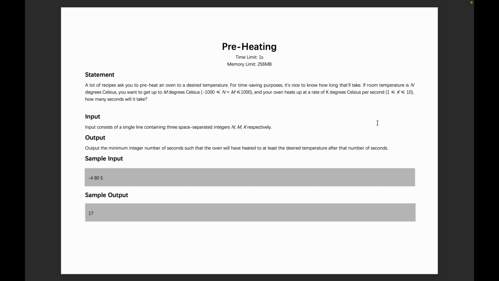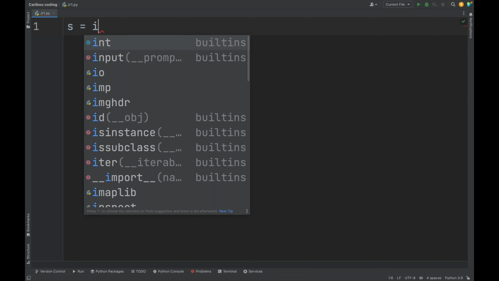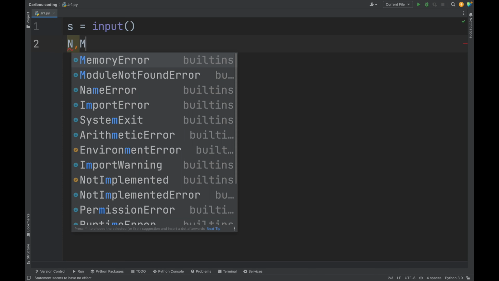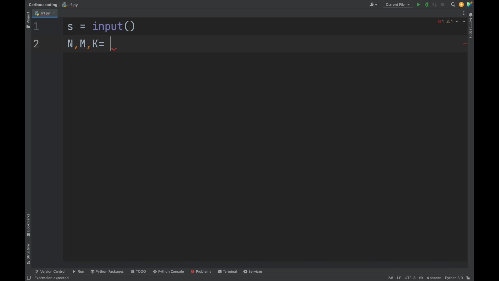Now we're going to write it in Python. So first, s is going to become the input. Now we're going to split s into three different variables: n, m, and then k. And then these are just going to become s split. And then every time it sees a space, it splits. So n, m, and k are the three space-separated numbers that were inputted.